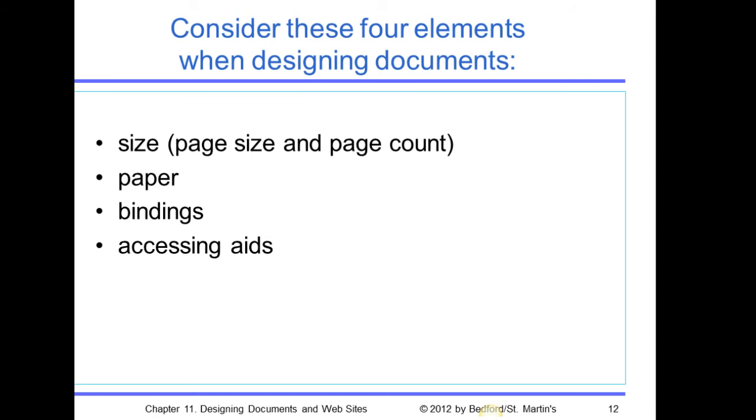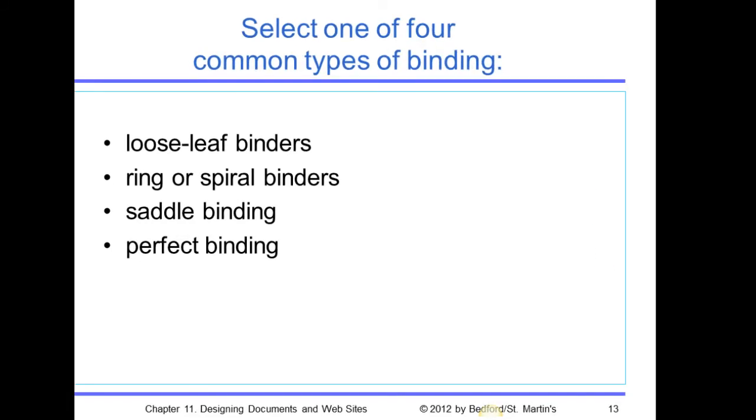Consider these 4 elements when designing your documents. When you're doing an actual physical document: paper size, the type of paper, how good the paper is going to be, what sort of binding that you want, and aids that will help you find your way through. The 4 types of binding: we have loose leaf binders, we have ring or spiral, we have saddle binding, which is actually where it's stitched, and then there is perfect binding where it is glued together.